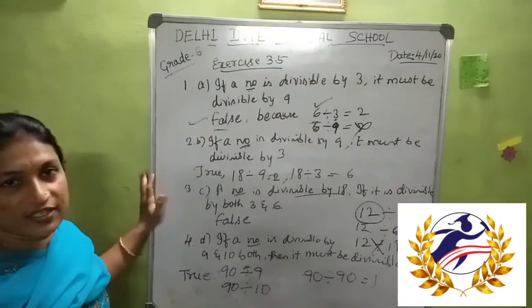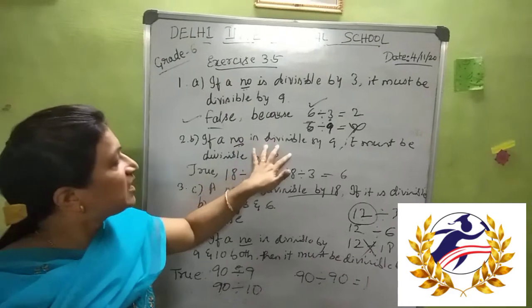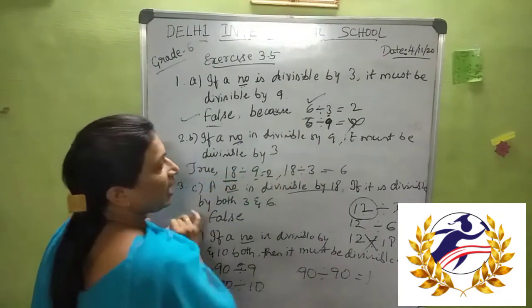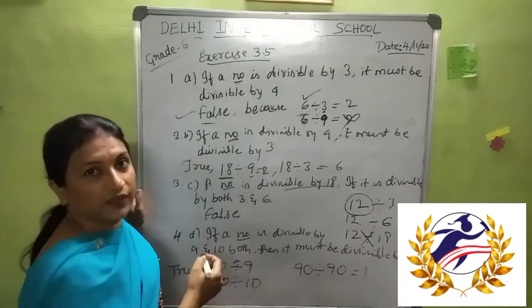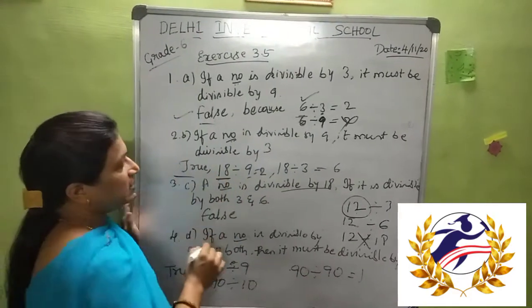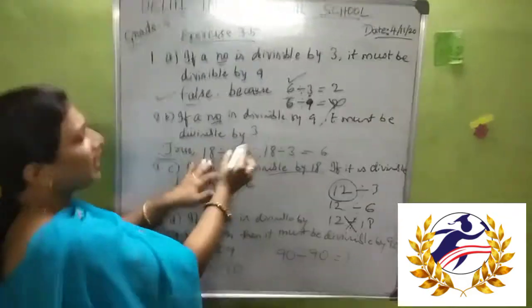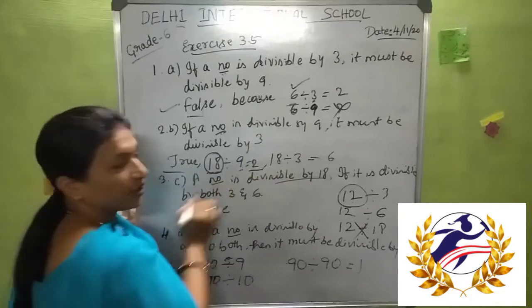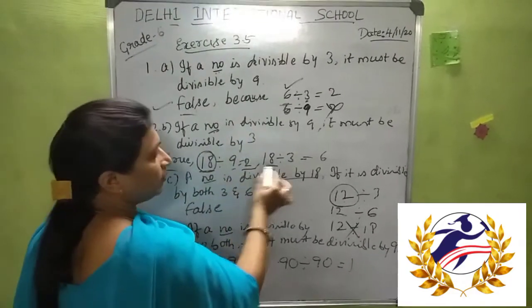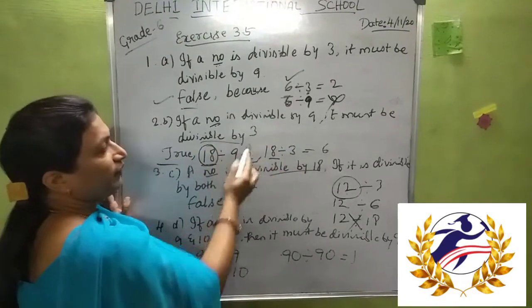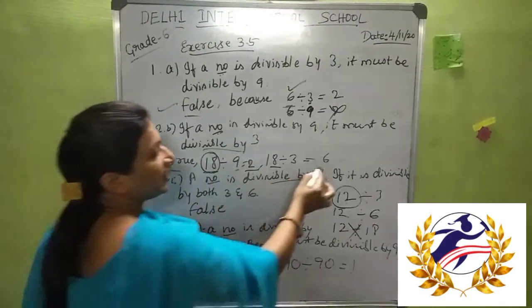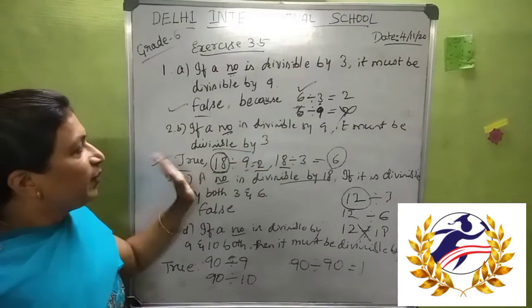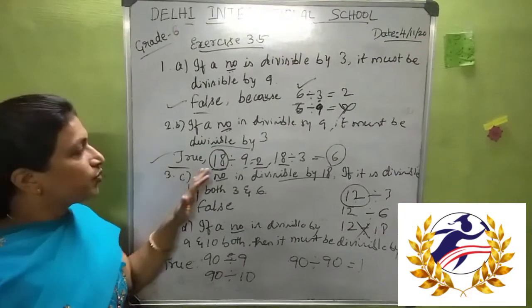So then go to the next one. If any number is divisible by 9, it must be divisible by 3. Yes, it is a fact. I took the number 18. It is divided by 9, that gives the answer 2. Then it will be divided by 3 also, that gives the answer 6. Like this, if a number is divisible by 9, it must be divisible by 3 also.